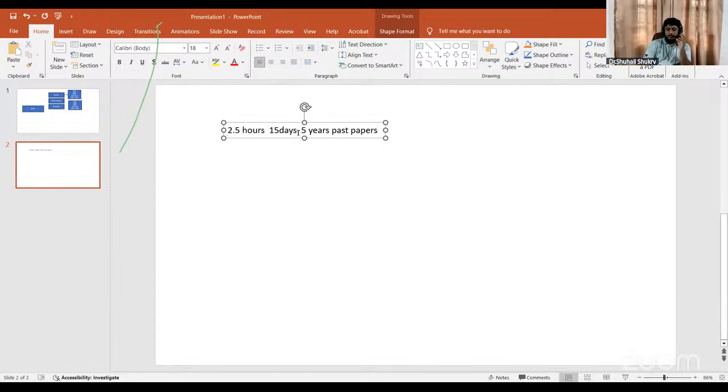2.5 hours within 15 days, you can cover 5 years of past papers of one subject, per subject. So now you've got nearly 45 days, like this, 3 times. You've got 15 days, 3 times, 45 days. It means 2.5 hours per day.